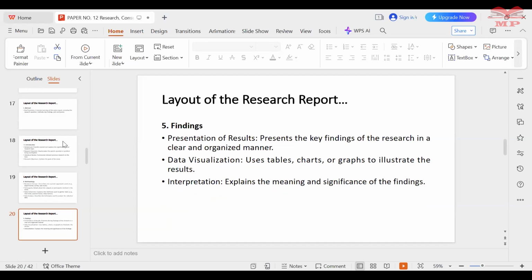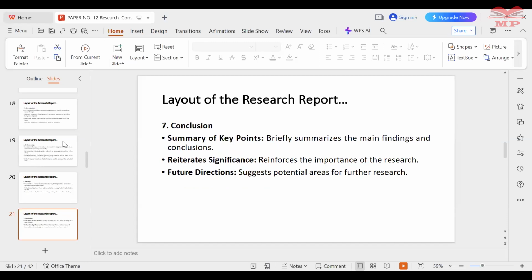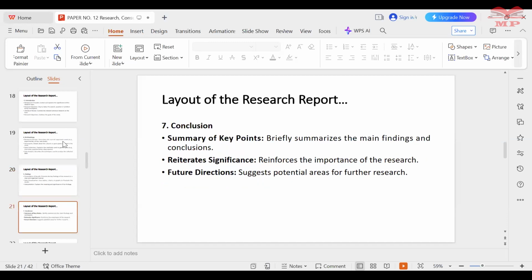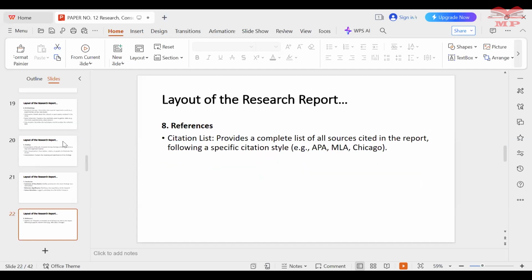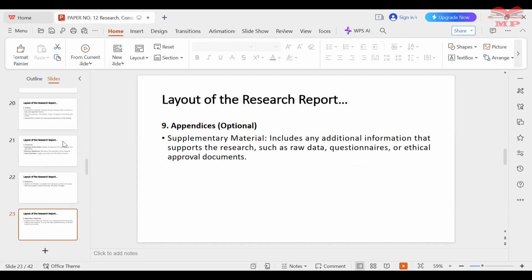Number 5 in the layout of the research report is the findings section. In the findings section, this is where the results of the study are presented, data is visualized, and the interpretation is provided. Number 6, we are expected to have the discussion, and then number 7, the conclusion for the report, and then number 8, references, then number 9, appendices that could be optional.